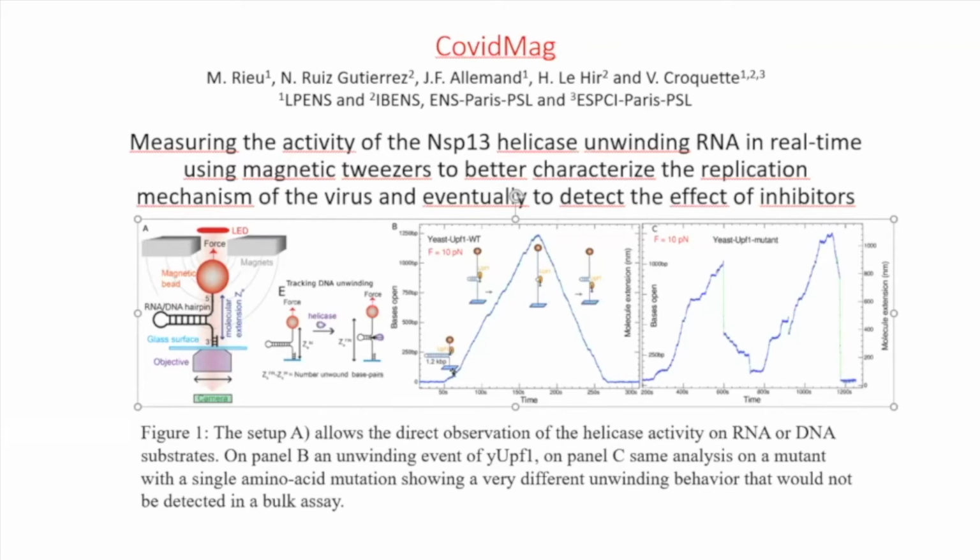So this is the UPF1 helicase. It unwinds the hairpin, and as it unwinds the hairpin, the bead moves up, and so we can detect this elongation. Then the helicase goes on past the apex and goes in the opposite direction, and then the hairpin refolds, and you see the opposite direction. So this is the normal UPF1 trajectory.